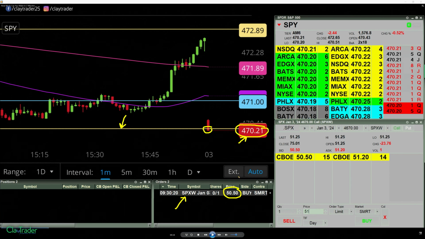So that's the idea right here. I've identified the overnight low. The price is now at that overnight low. So I think there's a good chance that it could bounce from there. So I'm trying to buy.